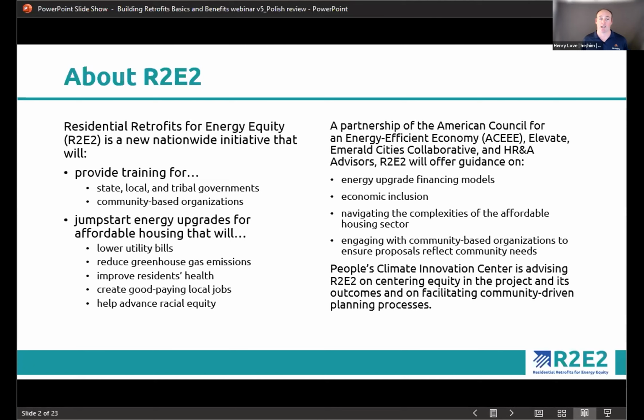and HR&A Advisors. R2E2 will offer guidance on energy upgrade financing models, economic inclusion, navigating the complexities of the affordable housing sector, and engaging with community-based organizations to ensure proposals reflect community needs. And the People's Climate Innovation Center is advising R2E2 on centering climate equity in the project and its outcomes, and on facilitating community-driven planning processes. I believe we're going to have a poll at this time.